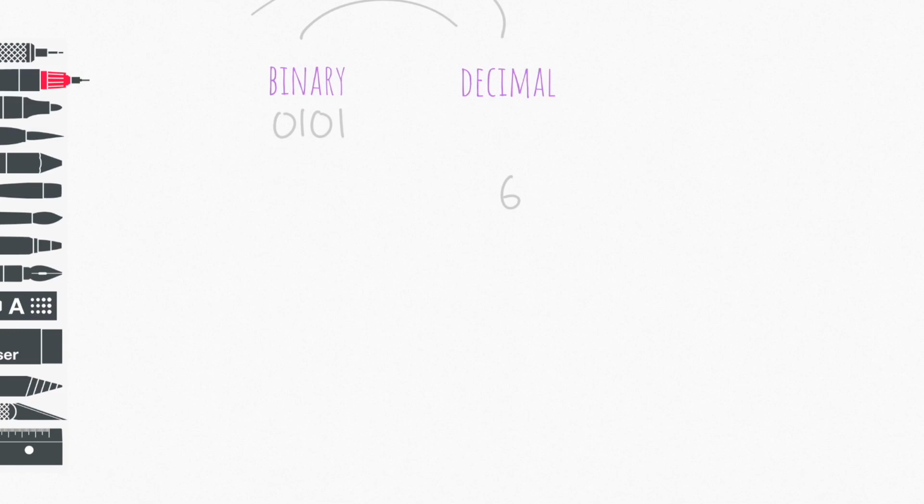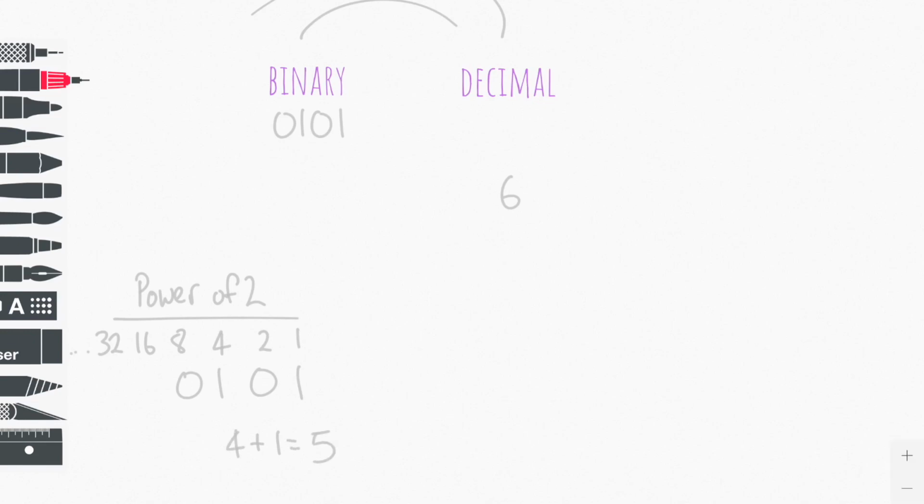So for 0101, what we're going to do is write out the places for binary. Now we know that this is going to be going by the power of 2's. So the first place is going to start with 1, the second is going to be 2, the third is going to be 4, then 8, and then 16, then 32, and on and on. Given this fact, we can figure out that 0101 means that we're going to have 1 plus 4, and 4 plus 1 will give us 5. So the decimal value of 0101 is going to result in 5.